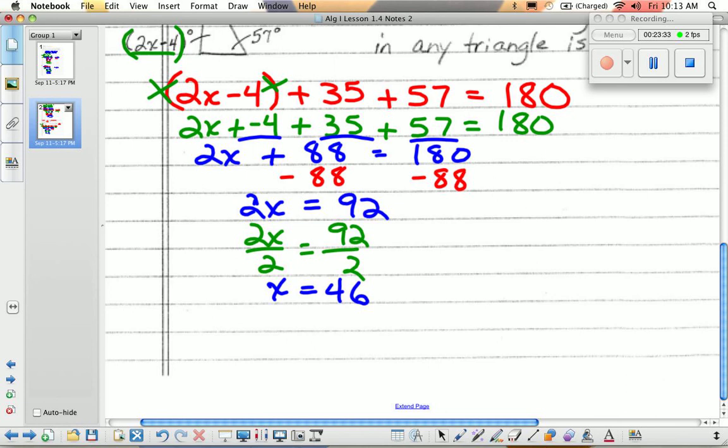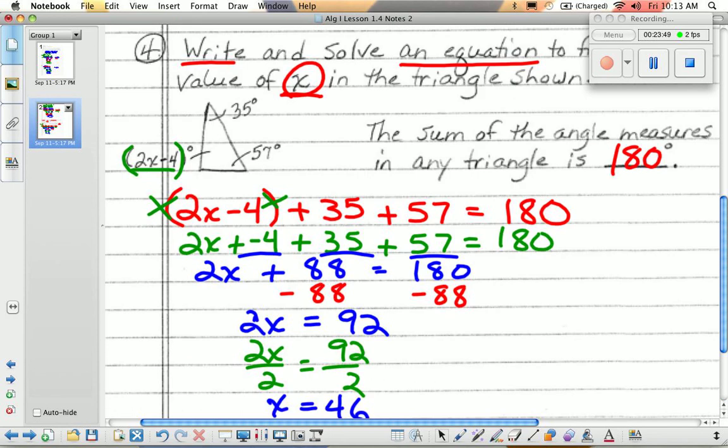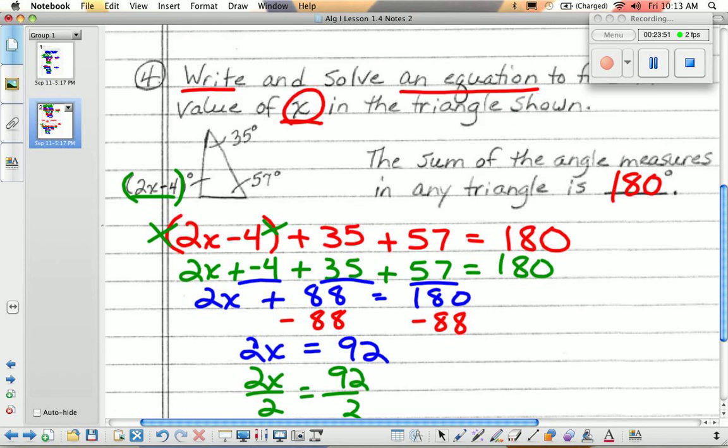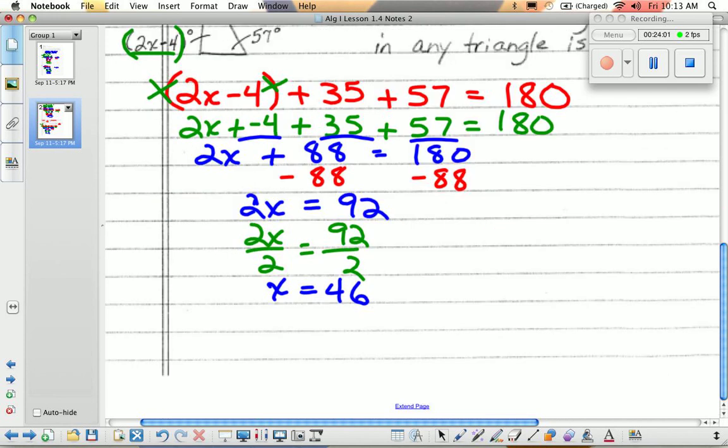Did you get what I did? Anybody? Yes. Okay. Now, here's what you do though. You always go back and you see what were you looking for. Let's make sure this is our final answer. Because sometimes you think you're done, so we've got to go back up and see what we were solving for. It says write and solve an equation to find the value of x in the triangle. Are we done? Did we find the value of x? Yes, we did. We're done. It's 46.